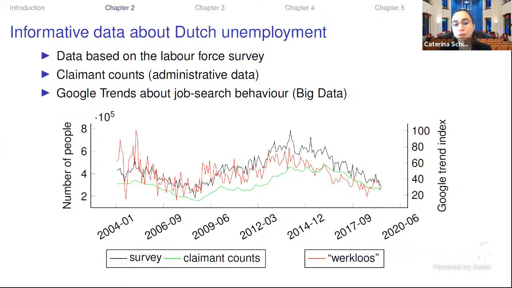In this figure, the black series represents the unemployment estimates based on the survey data. The green series represents the series of claimant counts. And the red one is an example of Google Trends for the search term werkloos, which is Dutch for unemployed. You see that all these series tend to follow the same trend, more or less, and therefore they all seem informative about the variable of interest, which is Dutch unemployment.